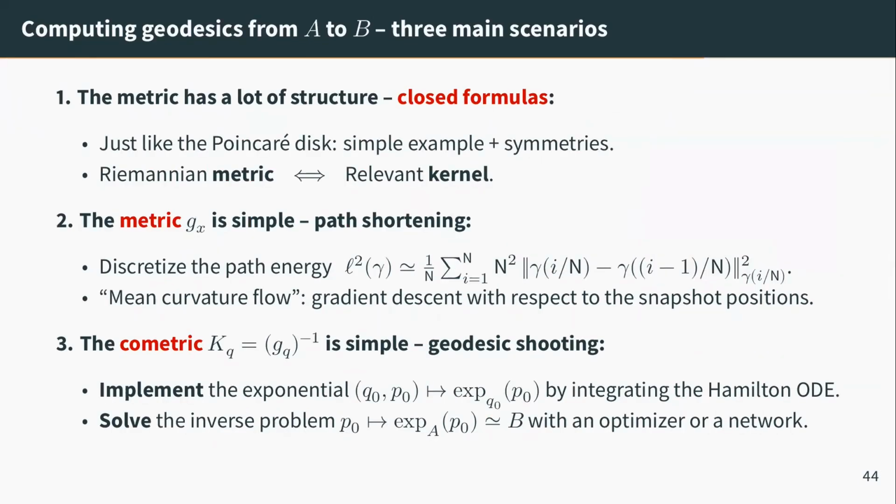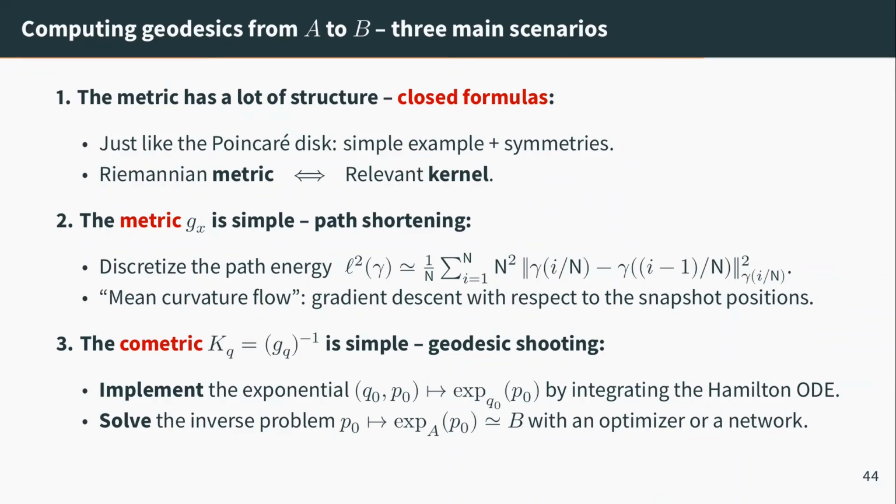So, once you've gotten all of this background, you understand that in the general case, if you have a Riemannian metric and you just want to compute a geodesic or a distance between a source point A and a target point B, you have 3 main scenarios. The first one is that your metric has a lot of structure, like an affine invariant metric on a space of covariance matrices. Just the title looks mathematical.